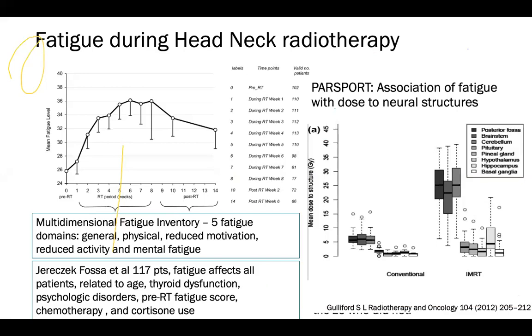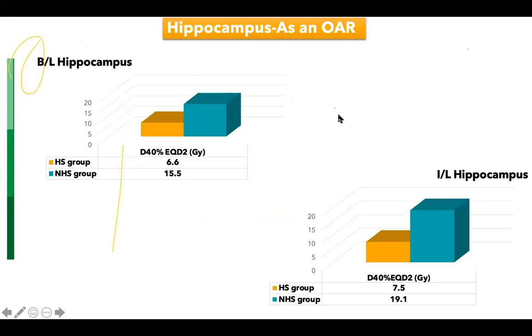So it is important to pay attention. We shouldn't just settle for a 45 gray is there, so that's good, or a brainstem, cerebellum, it's all right if we are not going beyond 54. No, I think there has to be an effort on our part to reduce the dose to these neural structures also. And of course, it's very important to look at the hippocampus.